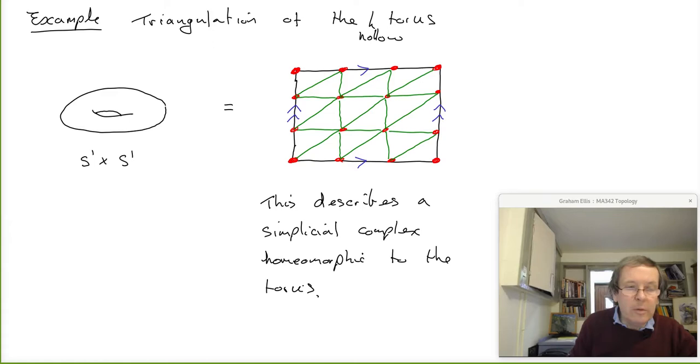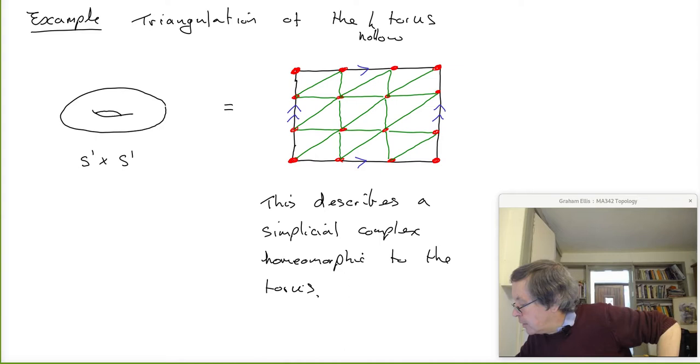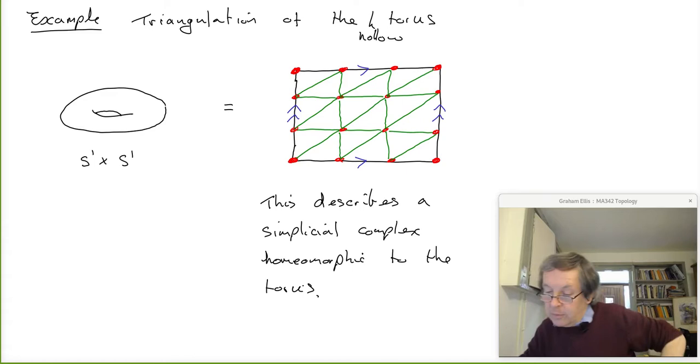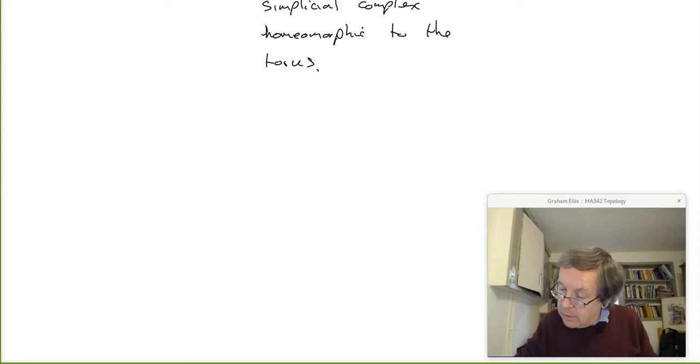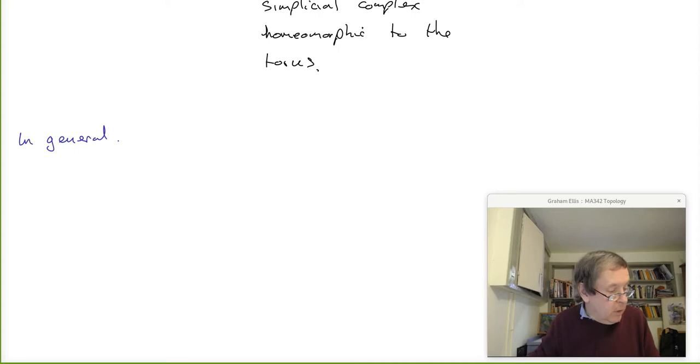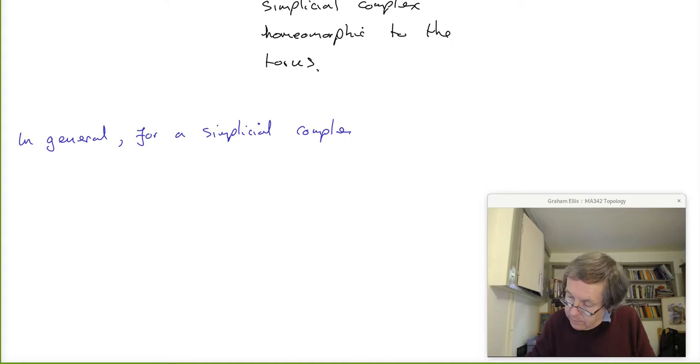I'll come back to it in a moment, but why am I introducing triangulations? Well, it's because I want to talk about Euler characteristic. So let me, in general, do the following. So in general, for a simplicial complex K, we let alpha 0 denote the number of vertices of the simplicial complex.